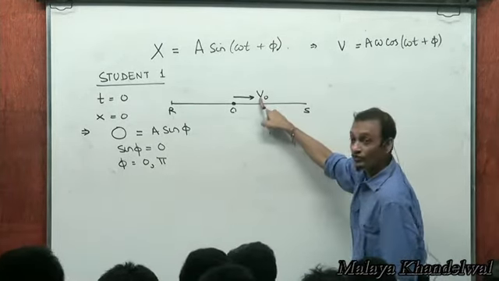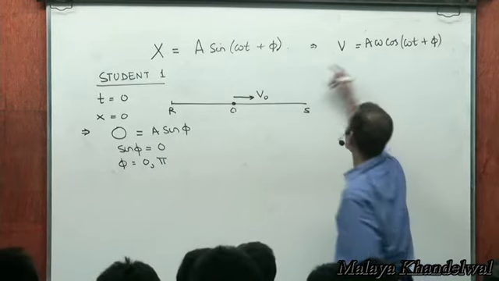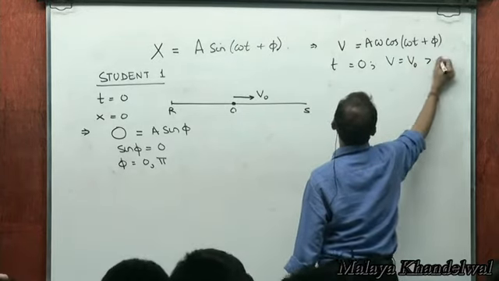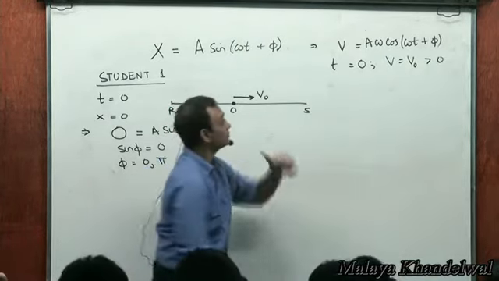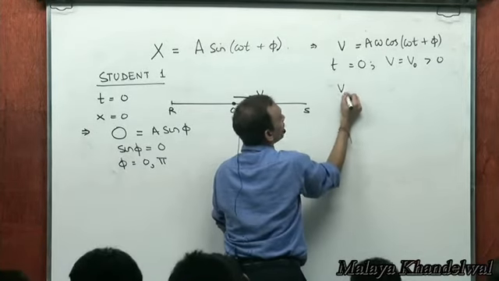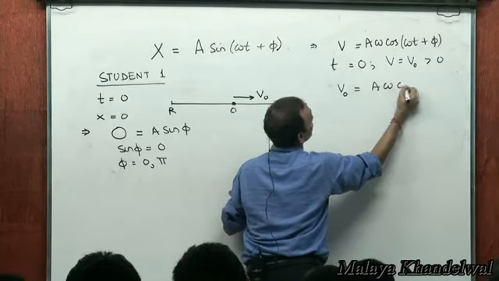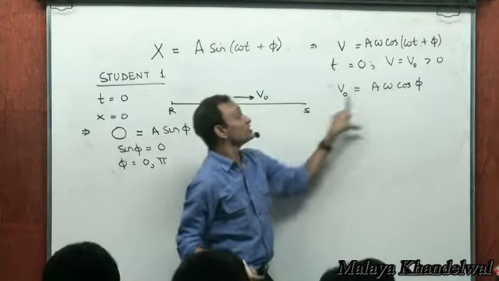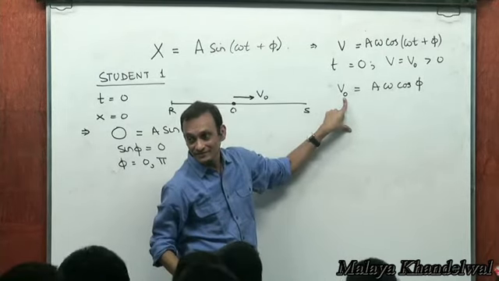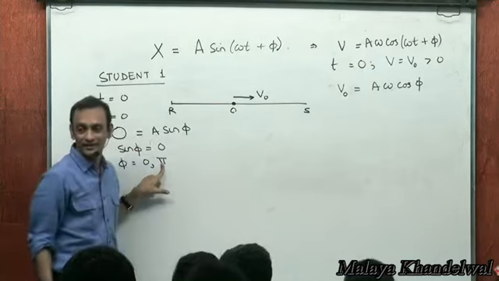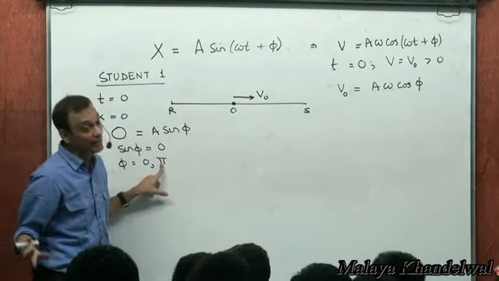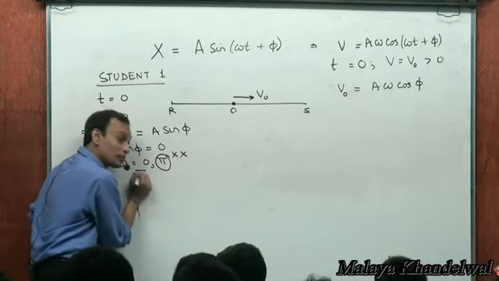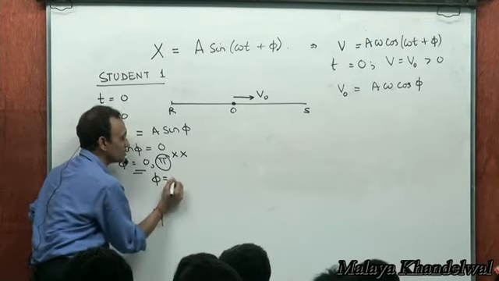At t equal to 0, v was v naught and was positive. Right? So v naught is a omega cos phi. Now phi must be such that v naught turns out positive. Therefore, can phi be pi? Because when phi is pi, cos phi is minus 1. So phi equal to pi is ruled out. Phi therefore must be 0.